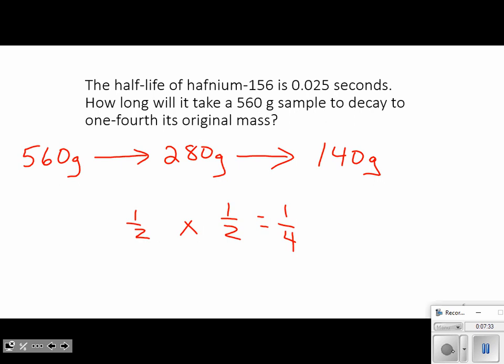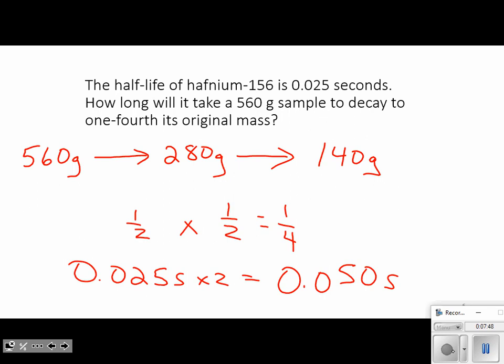But how many half-lives did that take? 2 half-lives. Well, if each half-life is 0.025 seconds, the total time it's going to take is 0.050 seconds. And that's what I was trying to answer. How long will it take? So it will take 0.050 seconds to get 1/4 of that original mass.